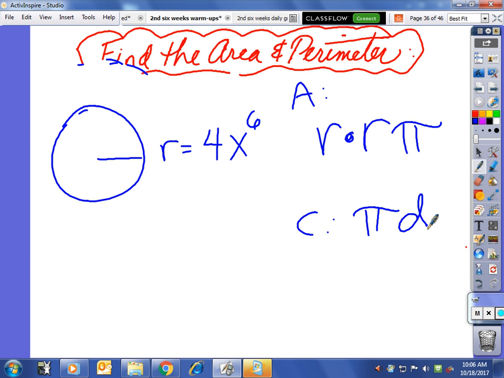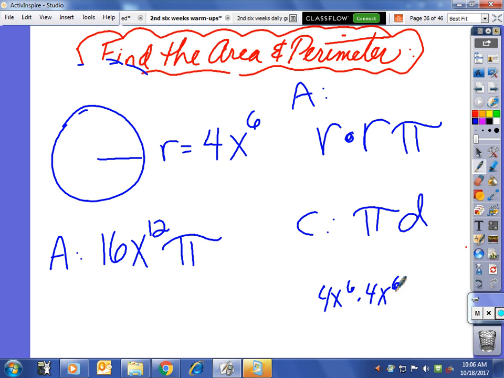Okay, area of this guy. What is it? 16x to the 12th pi. Because I'm going to do 4x to the 6th times 4x to the 6th, radius times radius, and don't forget the pi. 4 times 4 is how we get 16. There are 6 x's here, and 6 more x's here. That makes a grand total of 12 x's.